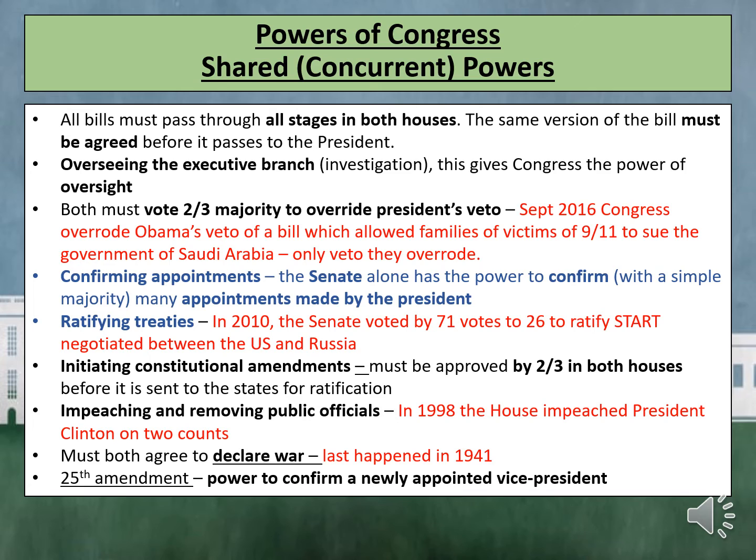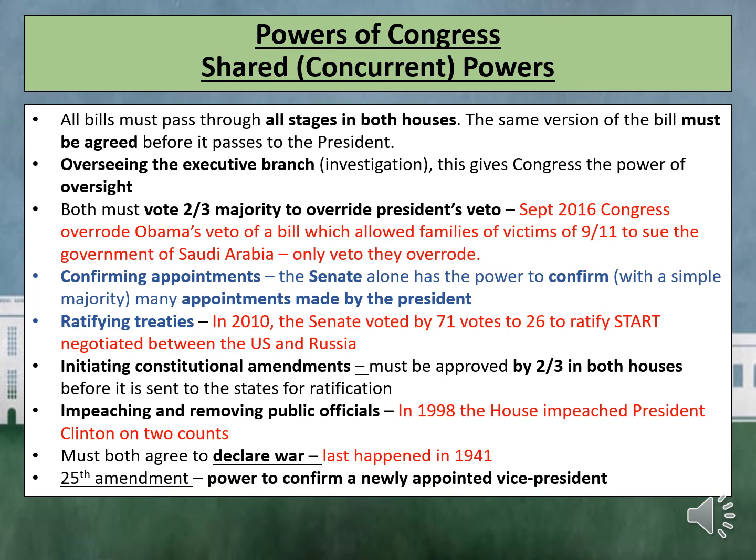Confirming appointments. The Senate alone has the power to confirm, with a simple majority, many appointments made by the President. These include appointments made in the executive and judicial branches of government. As a result, whenever the President wishes to fill a vacancy in trial, appeal, or Supreme Courts of federal government, the Senate must give its consent. When a spot opened in 2010, President Obama's nominee, Elena Kagan, was confirmed by the Senate with 63 votes to 37.